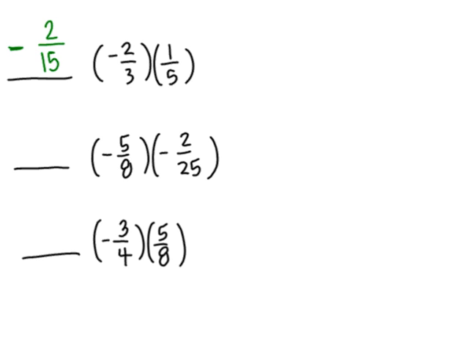My next problem is negative 5/8 times negative 2/5. I'm sorry, that's negative 2/25. Two negatives make a positive result. These do cross reduce. 5 and 8 won't reduce. 2 and 25 won't reduce, but they will reduce across from one another. So 5 and 25 share a common factor of 5. 5 goes into 5 one time, and 5 goes into 25 5 times.